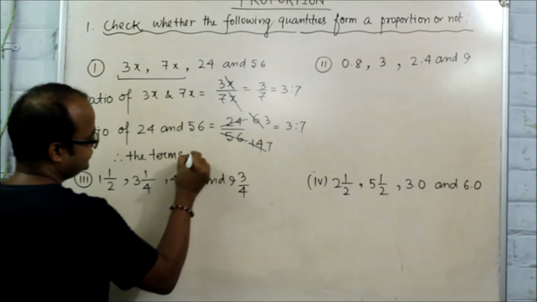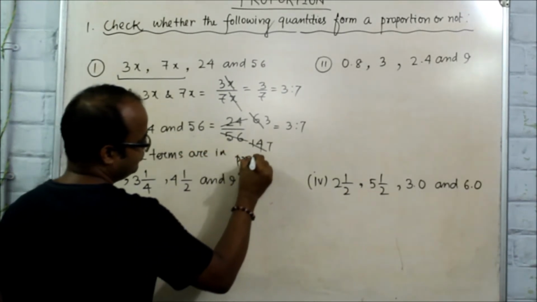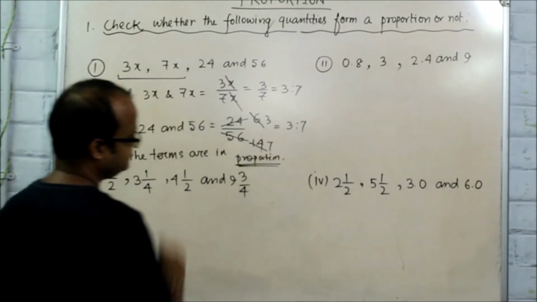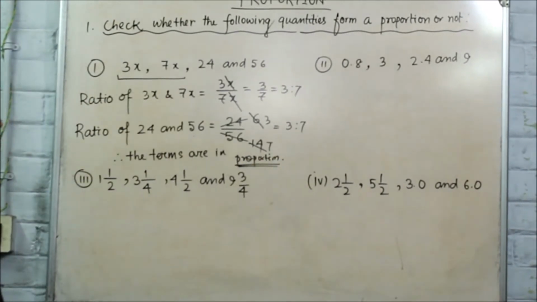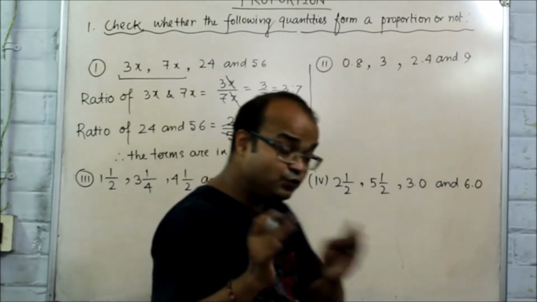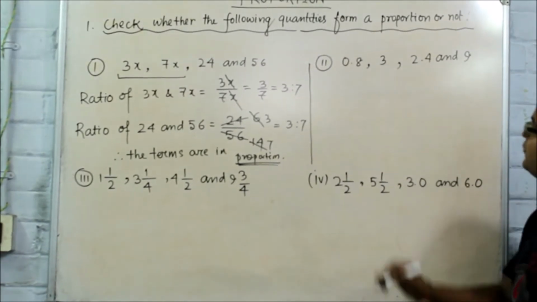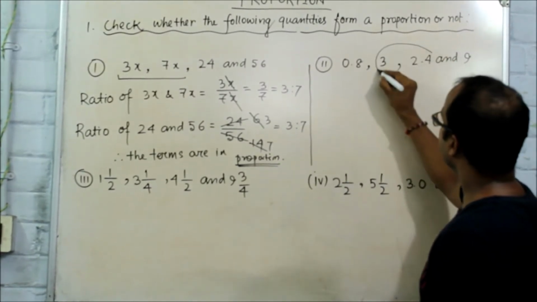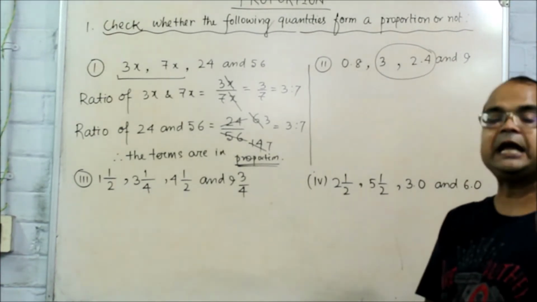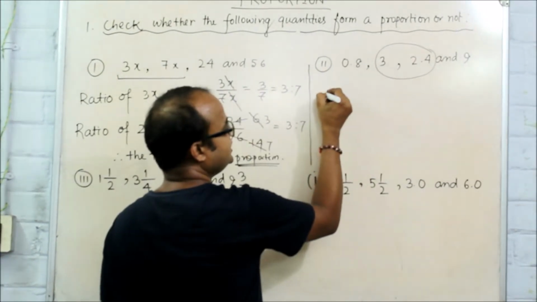The terms are in proportion. Clear? Now this is the one method. This is one way you can solve the problem. There is another way. Find out product of mean and product of extremes. Suppose in this way I am going to solve it another way.